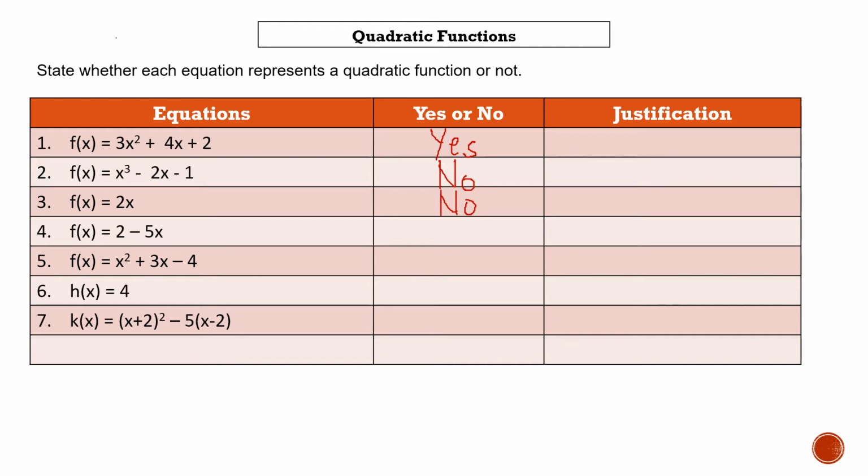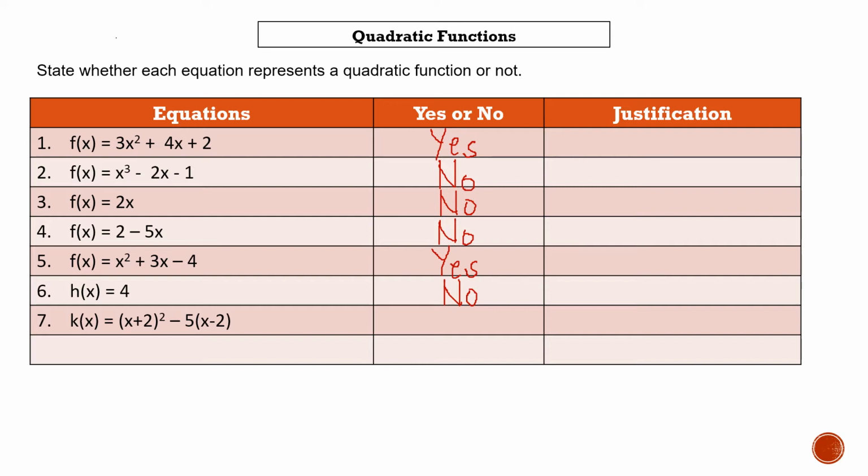Number 4, f of x is equal to 2 minus 5x. The answer is also no, this is not a quadratic function because there is no quadratic term. Number 5, f of x is equal to x squared plus 3x minus 4. The answer is yes, it is a quadratic function. Number 6, h of x is equal to 4. The answer is no, it is not a quadratic function because it consists of only the constant term. It has no quadratic term.